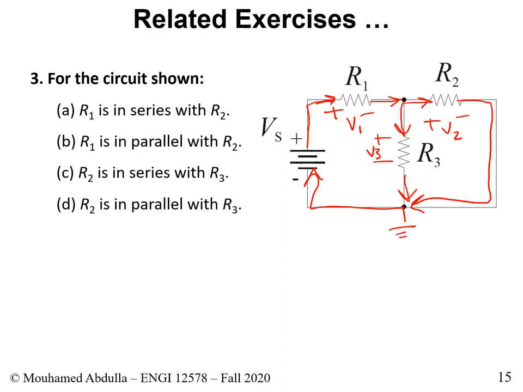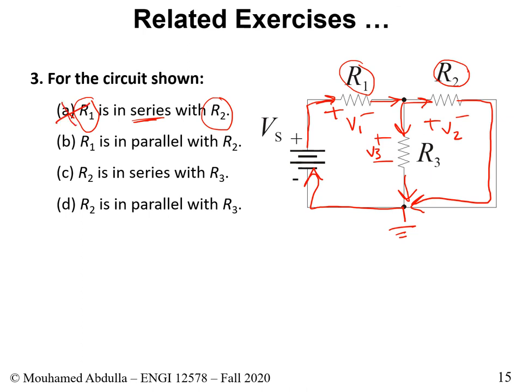Okay, and what we're asking is the following. We're saying R1 is in series with R2. Well, R1 is here, R2 is here, they're not in series. If they were in series, they would connect straight to each other without any interruption. This is interrupted. R1 and R2 are not in series. There's this R3 that is connected between them. So this statement is not true. So A is certainly not true.